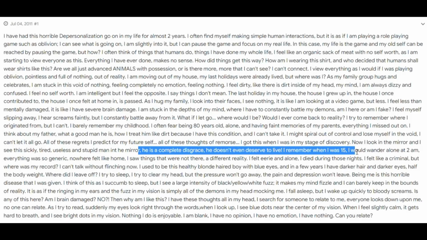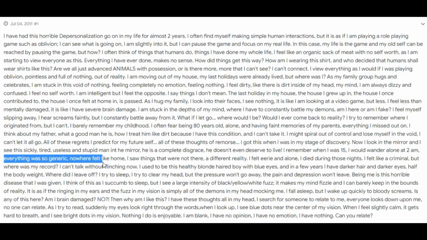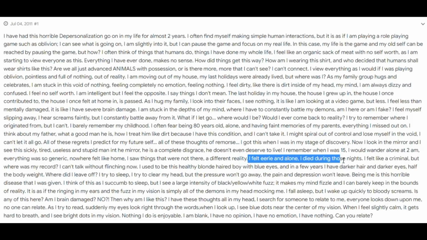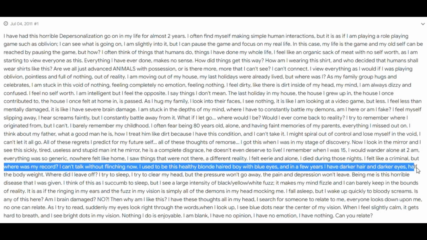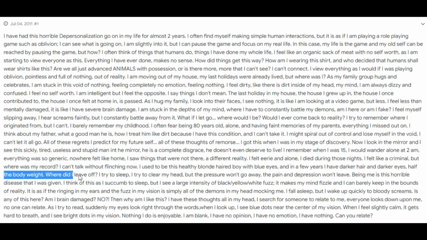I remember when I was 15, I would wander alone at 2 a.m. Everything was so generic. Nowhere felt like home. I saw things that were not there, a different reality. I felt eerie and alone. I died during those nights. I felt like a criminal. But where was my record? I can't talk without flinching now. I used to be this healthy blonde-haired boy with blue eyes, and in a few years I have darker hair and darker eyes. Half the body weight. Where did I leave off?